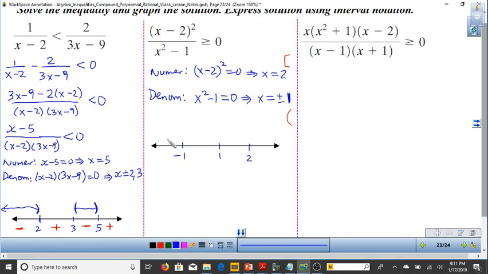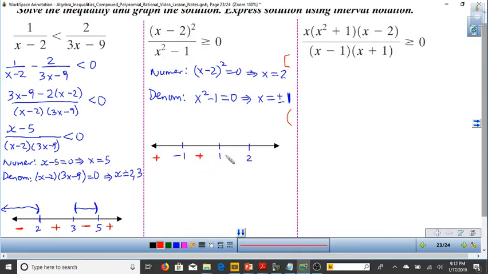Plugging a number to the left of negative 1, say negative 2. Negative 2 minus 2 is negative 4 squared is positive. Negative 2 squared is positive, minus 1 is still positive. So this gives us a positive on the left. A number between negative 1 and 1 is 0. We get 0 minus 2 squared is positive. 0 minus 1 is negative, so we get a negative.